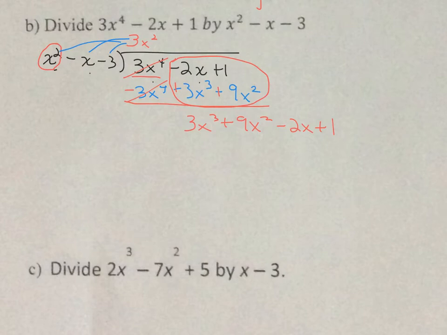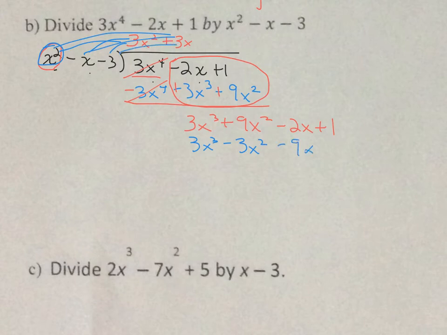All right, then you start over. So you're going to divide with x squared. And 3x cubed divided by x squared is 3x. And 3x times x squared is 3x cubed. And then 3x times negative x is negative 3x squared. And 3x times negative 3 is negative 9x.